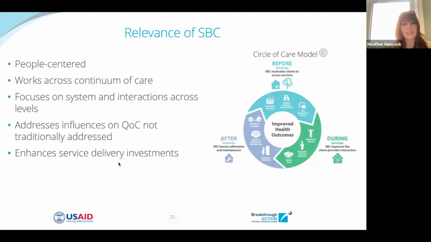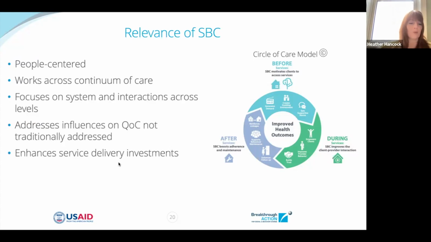So we really see that SBC is relevant for quality of care and improving the experience of care, because at its core, SBC is people-centered. It has various processes and techniques that help us to understand client and provider needs, their values, their preferences, and it engages those people in the design and implementation and evaluation of various initiatives that could help to improve quality. And so that understanding of people is so critical and goes back to WHO's and IOM's definitions. The elements of quality care is that it is people-centered.